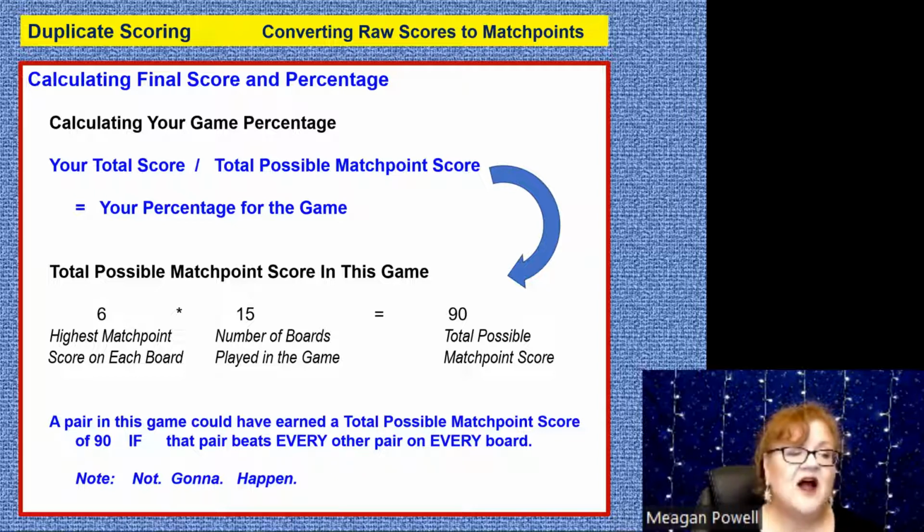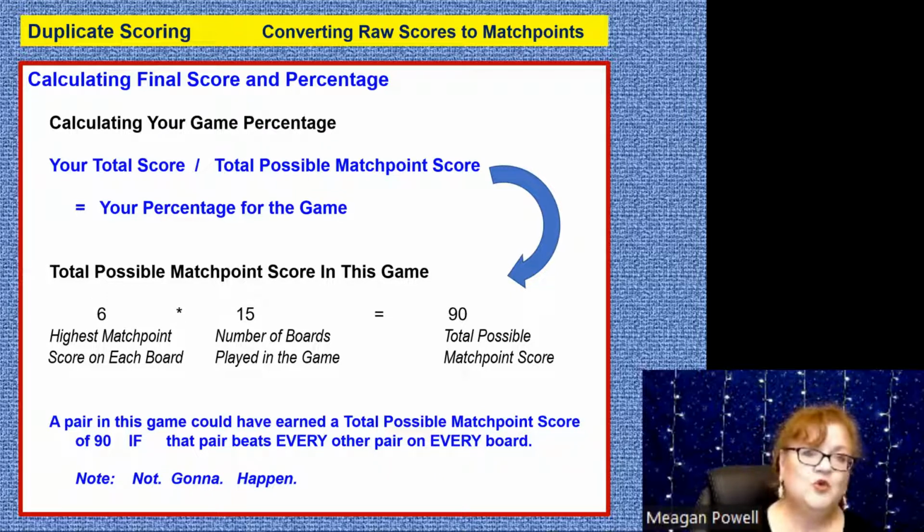What do I mean by that? I mean that if you played 15 boards and you earned a six on every single board, you would get a total score in match points of 90. Now that is never going to happen. I promise you that's never going to happen. It's not possible for you to earn the highest raw score and therefore the highest match point score of six on every one of the 15 boards in our seven table game. Just isn't going to happen.